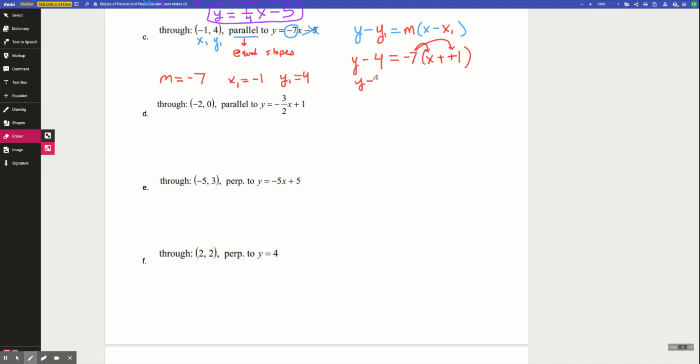So you have y minus 4 equals negative 7 times x is just negative 7x. Negative 7 times positive 1 is negative 7. Okay, so that's step 1, distributive property. Step 2 is get y by itself. So I'm going to add 4 to both sides to cancel this 4 out. So you end up with y is equal to negative 7x minus 3. And that is your final answer.